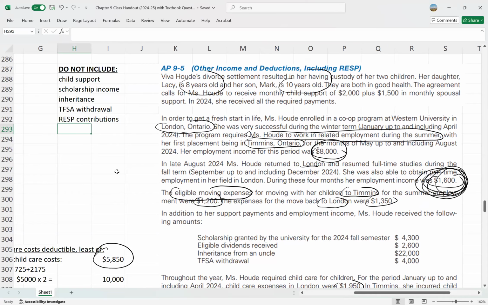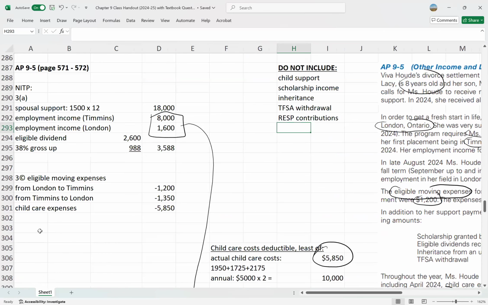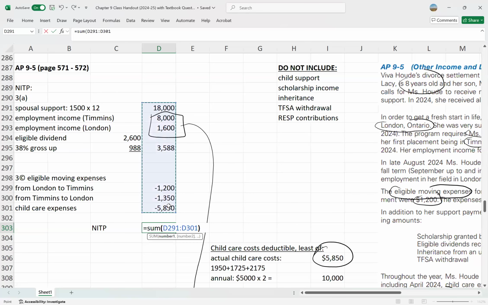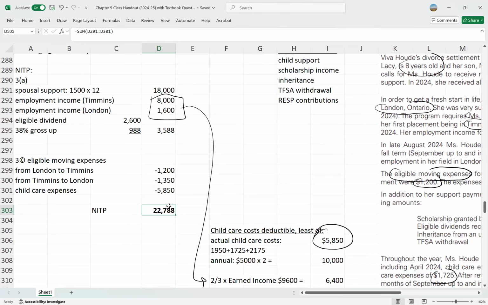So we've gone through everything now, and we can quickly add up her net income for tax purposes. So her net income for tax purposes will be $22,788. Any questions about this assignment problem?